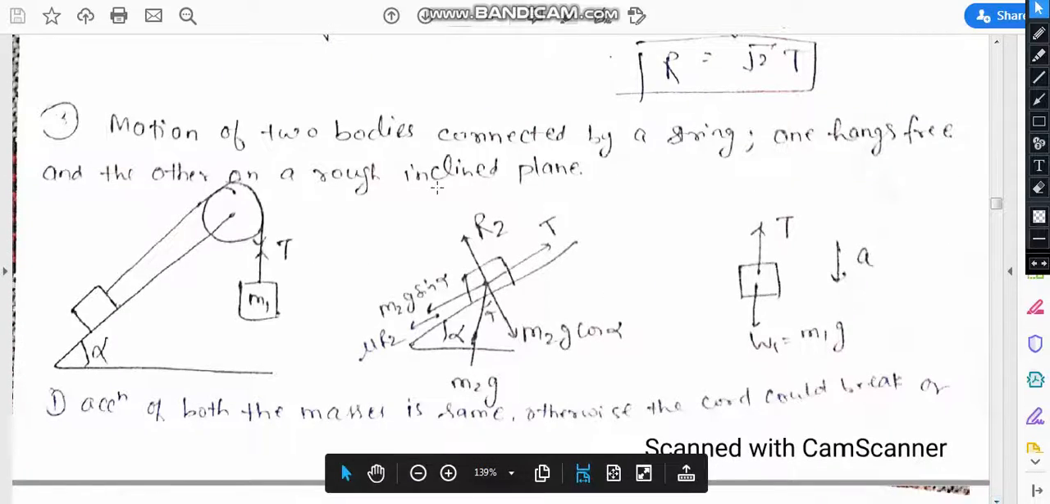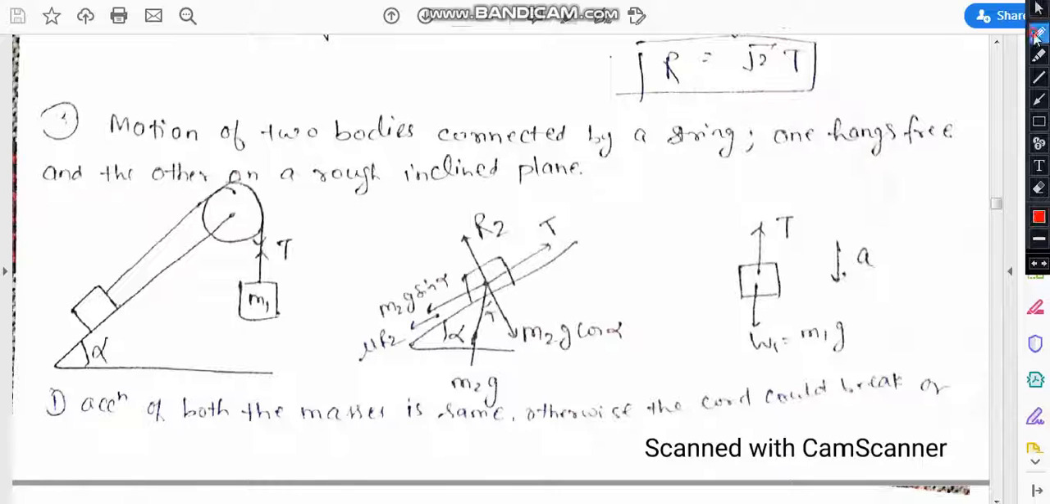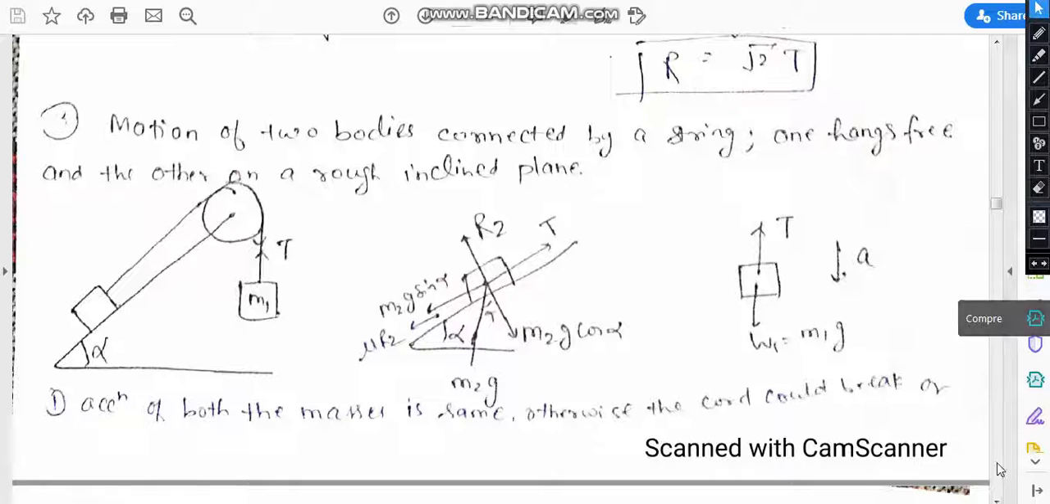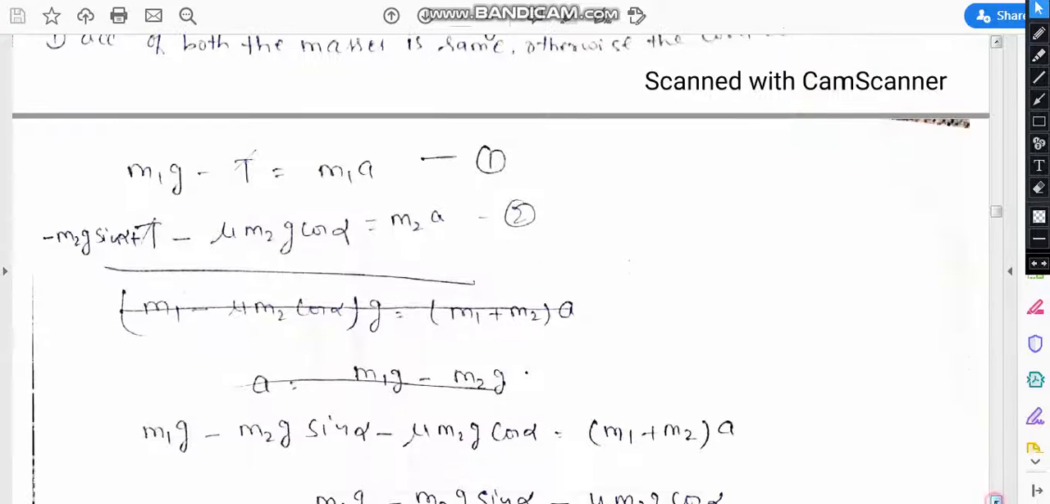The third part is the motion of two bodies connected by a string, one hanging free and the other on a rough surface. Again it is the same, and in this case if the motion is in this direction, mu R2 is in this direction. So the net force on this object, because the motion is in the upward direction, T is larger, so for this body T minus mu R2 equals m2a. By using these two expressions we can determine a as well as T.